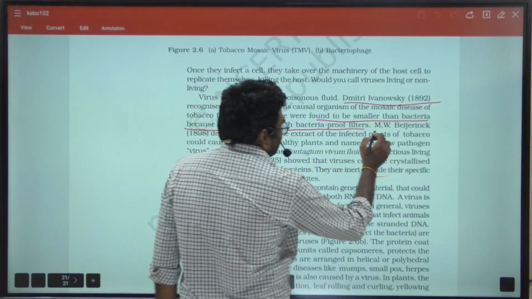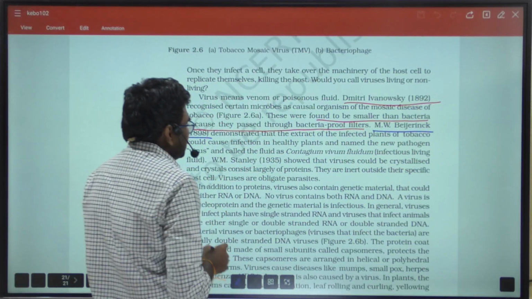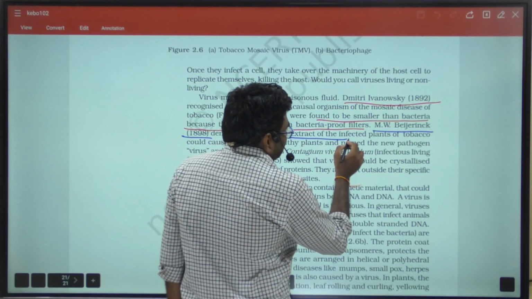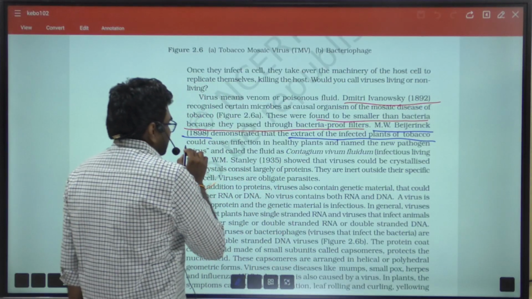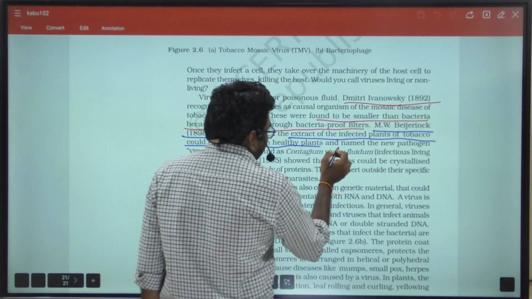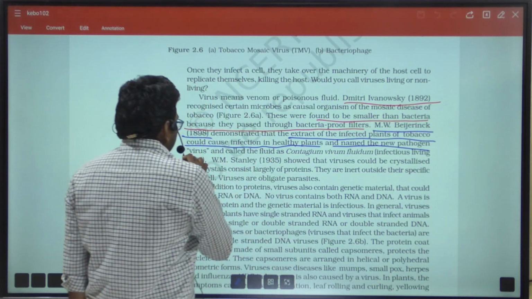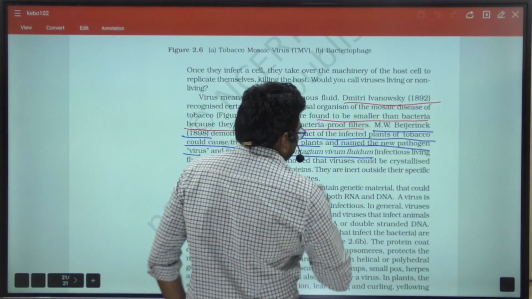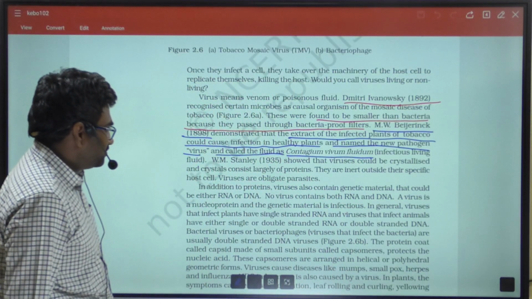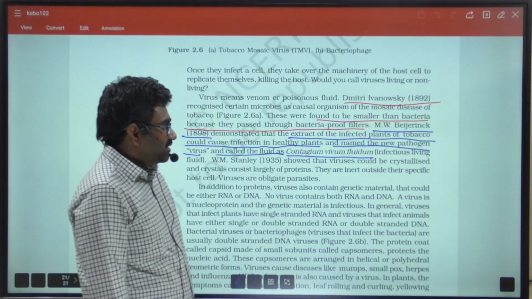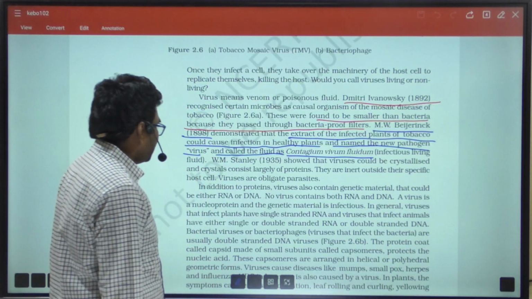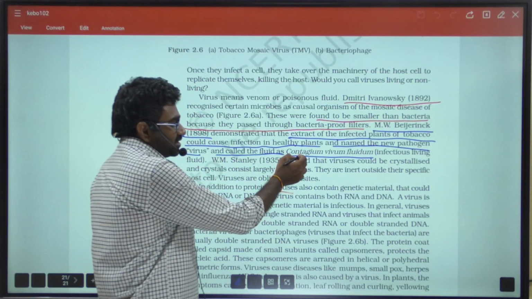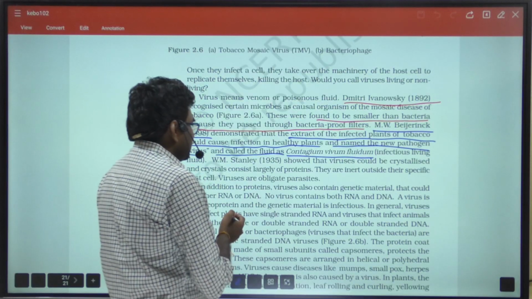Beijerinck, M.W. Beijerinck, in 1898, demonstrated that the extract of the infected tobacco plants could cause infection in healthy plants. He named the new pathogen virus and called the fluid Contagium vivum fluidum. And W.M.